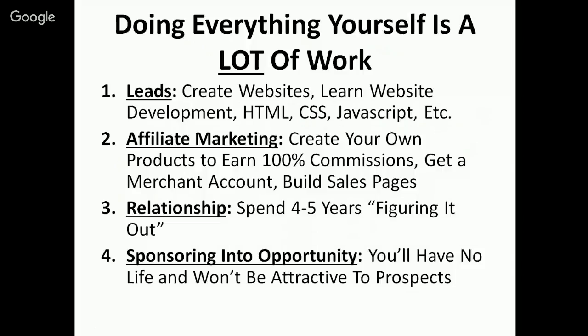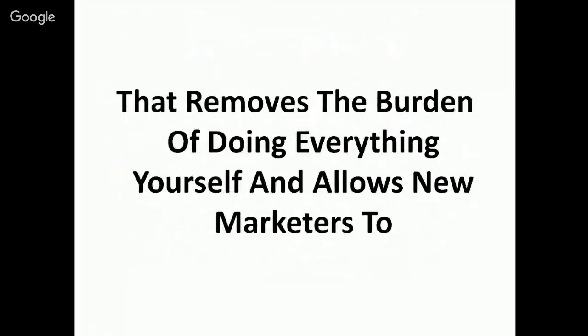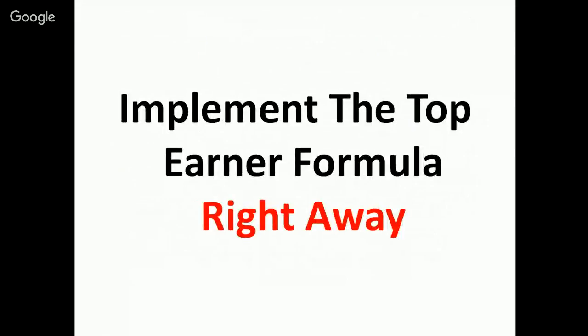And I got this comment dozens and dozens of times: Brandon, you're never home. I don't know if I want to do what you do. I wasn't attractive. And I got into home-based business because I wanted to have a home-based business. Yes, you got to go out and you still got to build relationships, and you still got to talk to people, and you still got to have those one-on-one meetings, and you still need to have some team meetings. But why not 80 or 90% of the time be able to control where you are? So sophisticated marketers have developed a powerful marketing system, okay? That removes the burden of doing everything yourself and allows new marketers to implement the top earner formula right away.